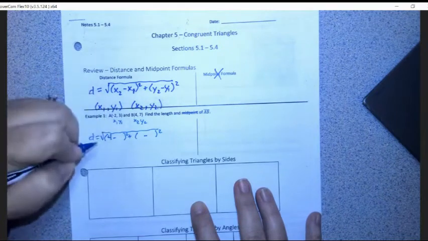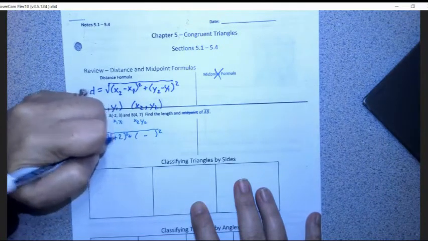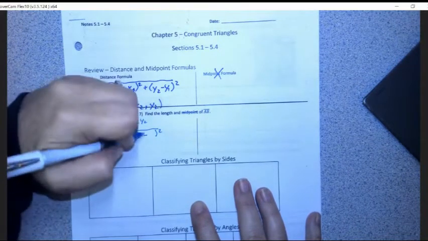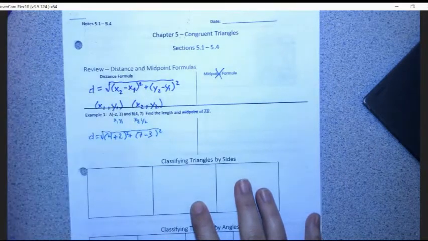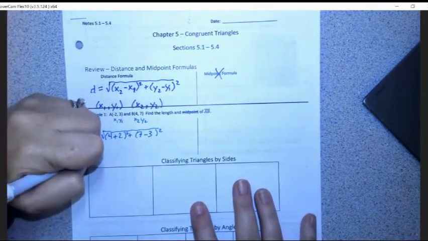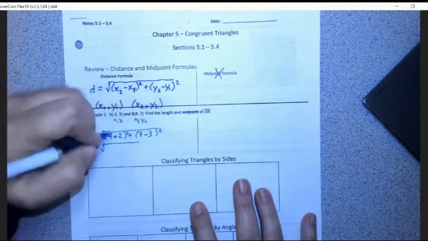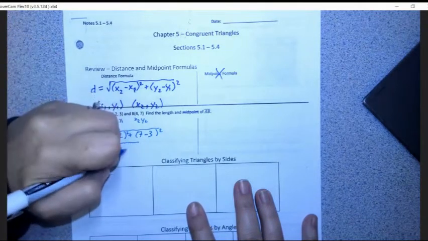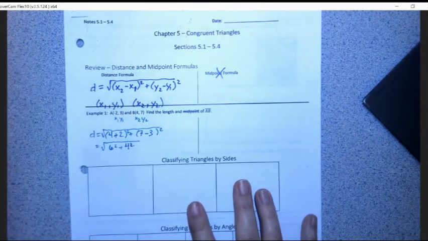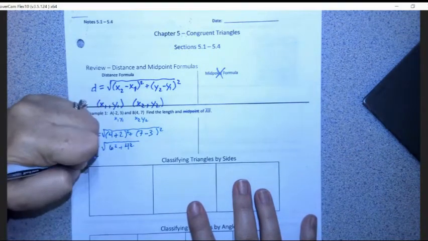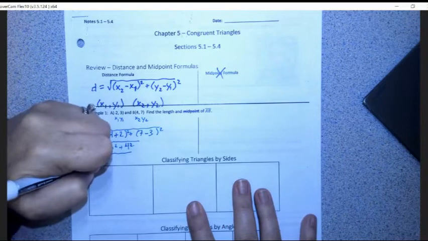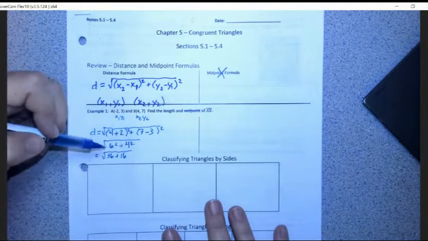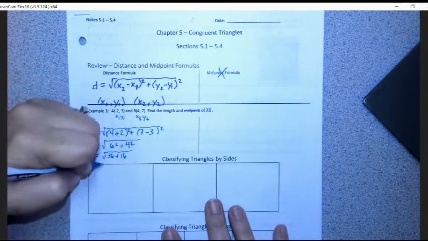So I have 4 minus negative 2, which will turn into plus 2. Minus a negative is plus. And then y2 minus y1 will be 7 minus 3. So simplifying this, remember order of operations. We do parentheses first. 4 plus 2 is 6 squared plus 7 minus 3 is 4 squared. After parentheses, we do exponents. So we get 36 plus 16. 36 plus 16 is 52.